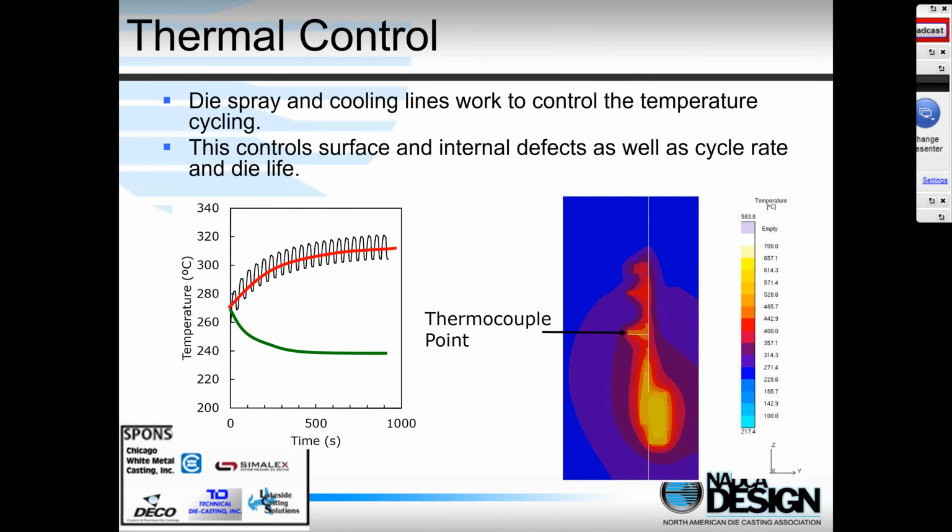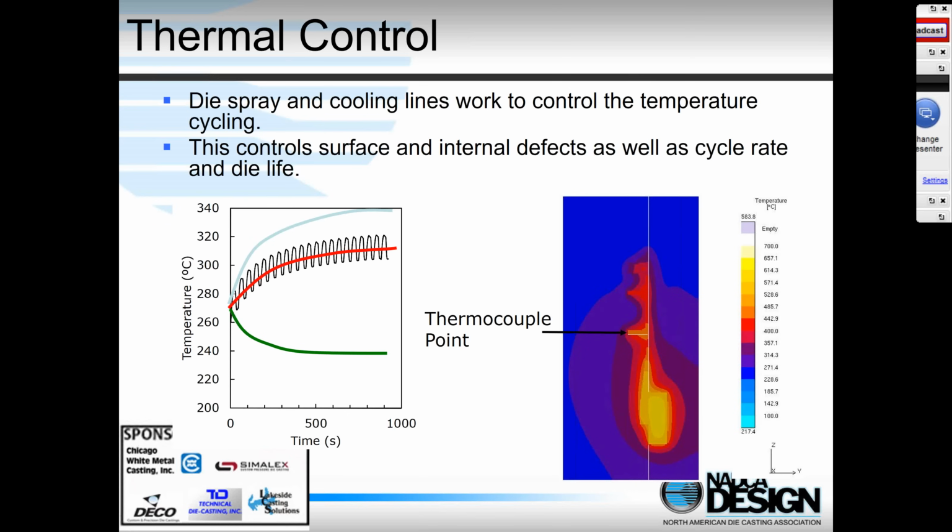Alternatively, maybe the die is running too cold. We're seeing some aspects of the die cast on the die casting surface that we don't like, that looks like the die is running too cold, and then we can shut off some of the water, we can shorten the cycle time, and allow the die to run at a hotter temperature.